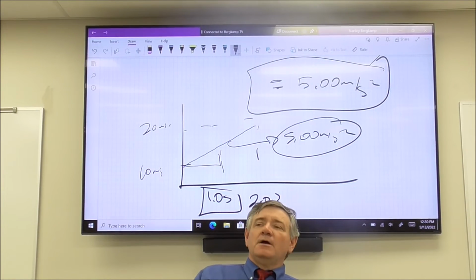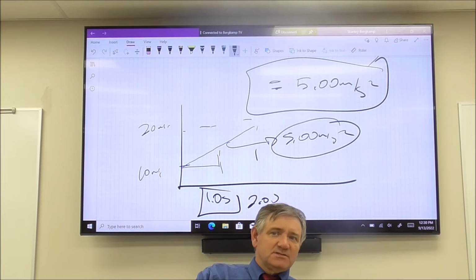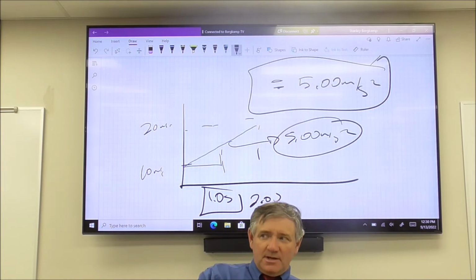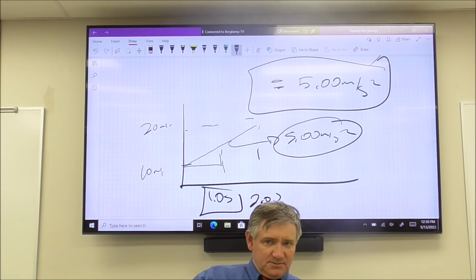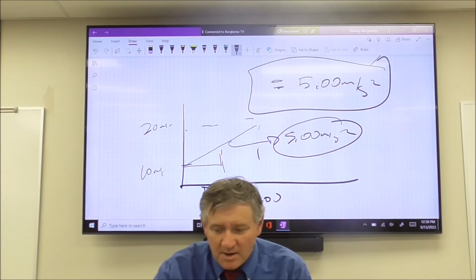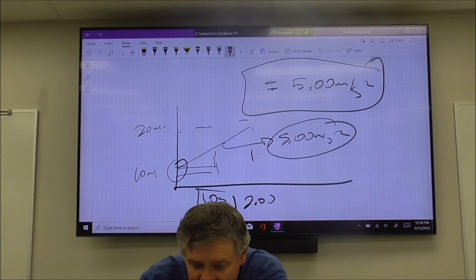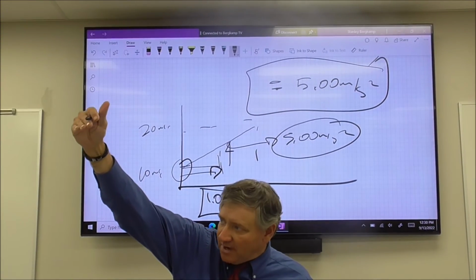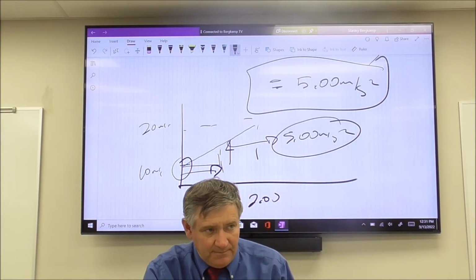Okay? So, that's why I said you have to understand acceleration is not how fast you're going. It's the rate at which your velocity changes, okay? So, what this means is that if I'm going 10 meters per second, every second that goes by, my velocity increases by 5 meters per second. That's what the number means, okay?